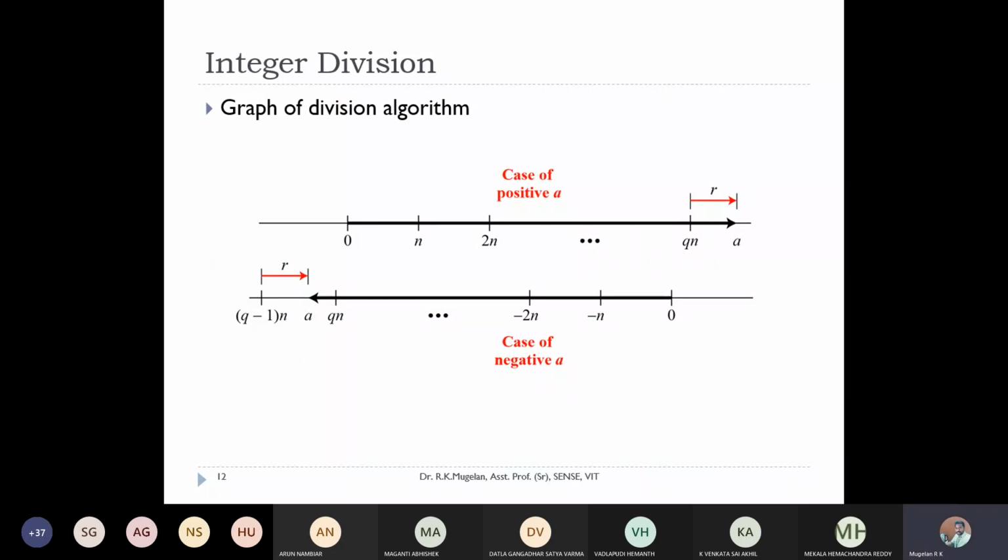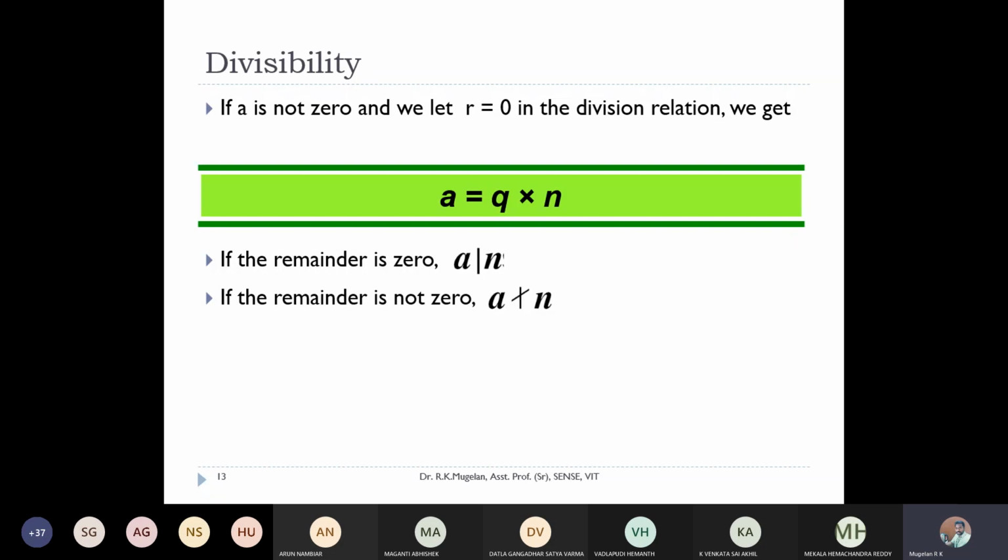This is a graphical representation of the division equivalent. It's nothing much to discuss here. Now we go to the divisibility part. Whenever I say an integer is divisible by another integer, what I mean is that the remainder will be 0, that is, we don't have any remainder. That's why you can write a as q times n if n is able to perfectly divide a.